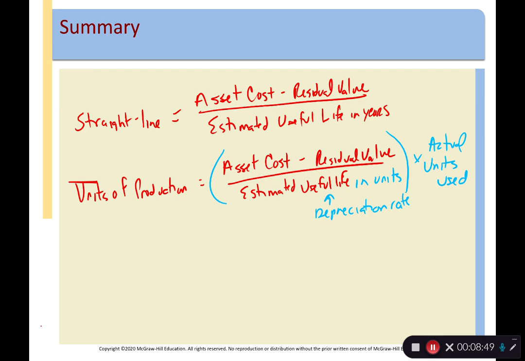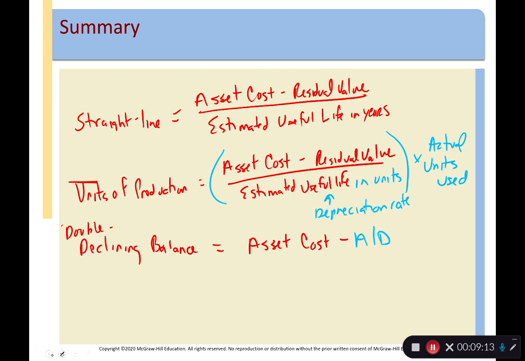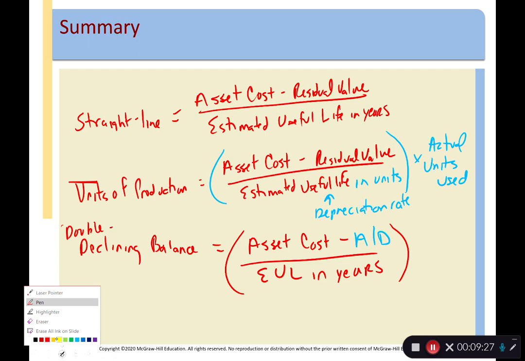Finally, we have declining balance, commonly called double declining balance. And that's going to be equal to the asset cost minus, in the numerator, accumulated depreciation, divided by the estimated useful life in years. And then we take all of that and double it.